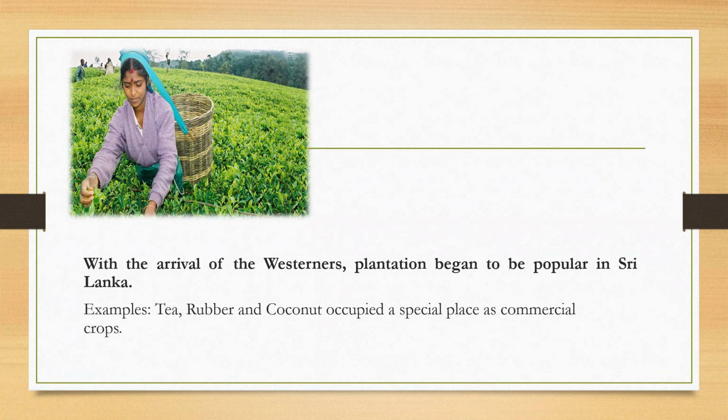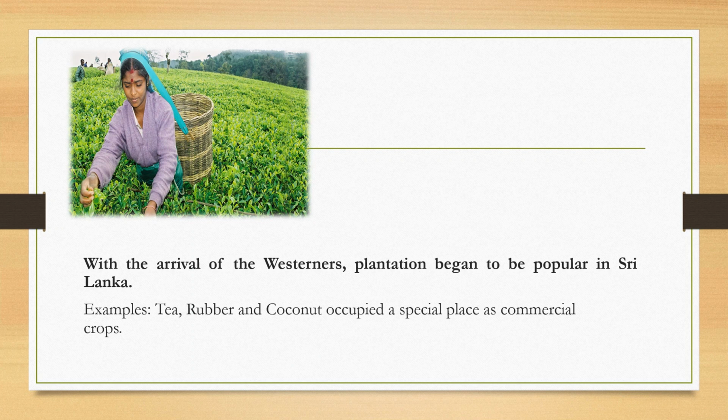So in our country, tea production is also an important aspect, and with the arrival of the Westerners, plantation began to be popular in Sri Lanka. So tea cultivation was introduced by the British. And for the plantation sector, we can indicate some examples, like the first one, tea, rubber, and coconut, right?